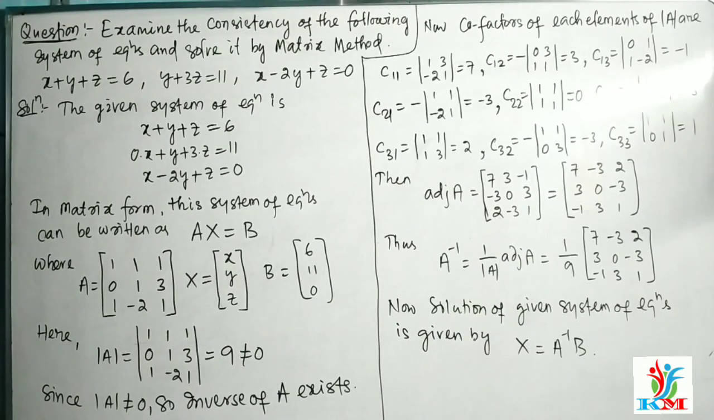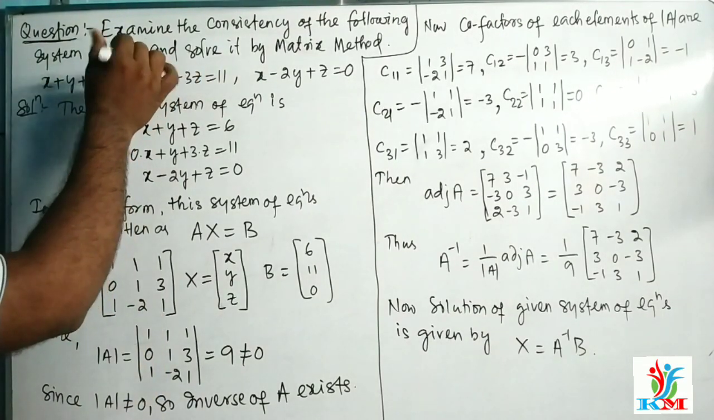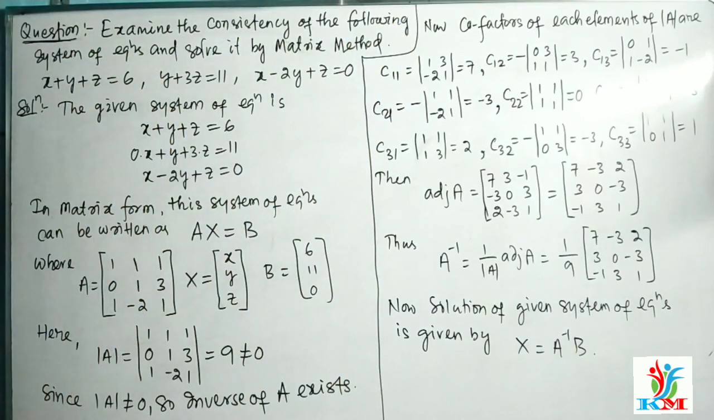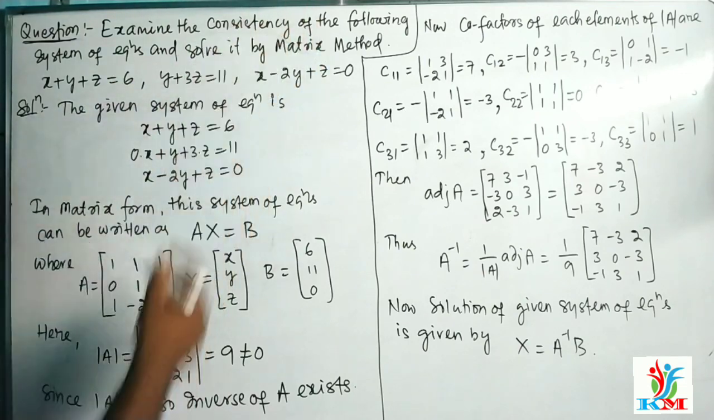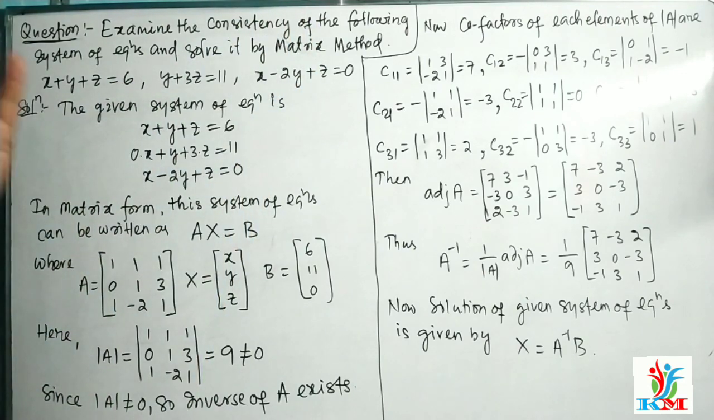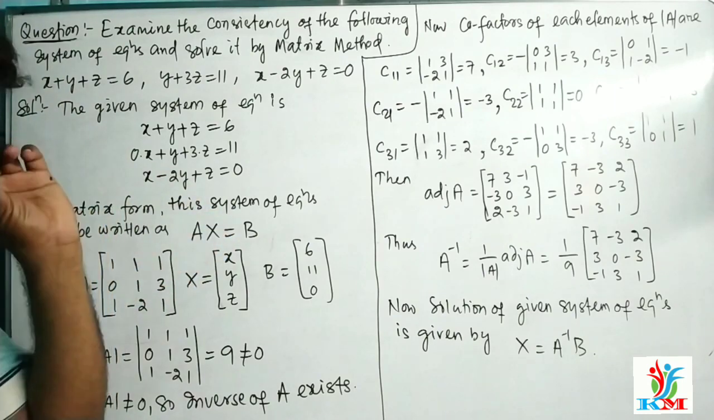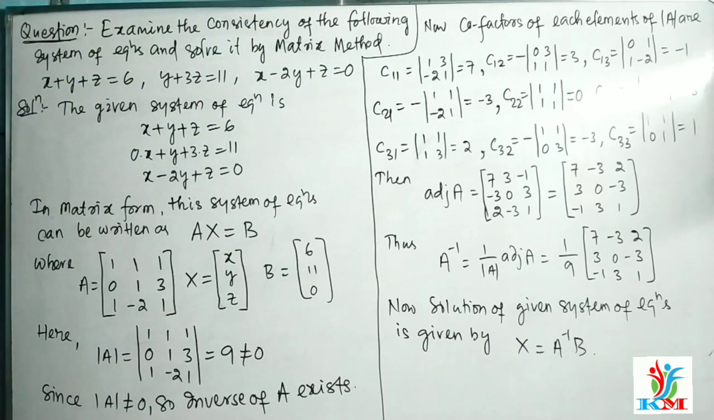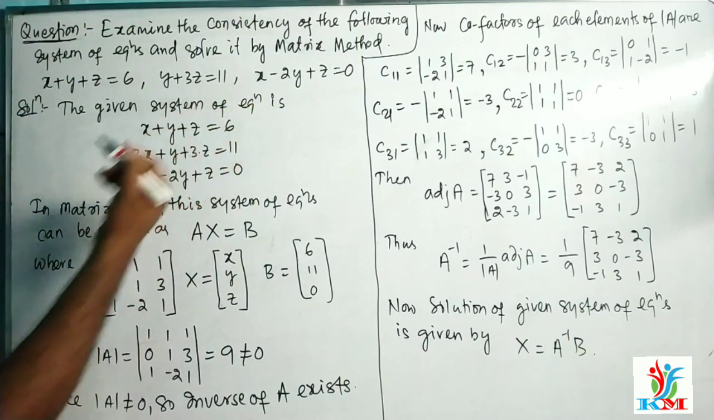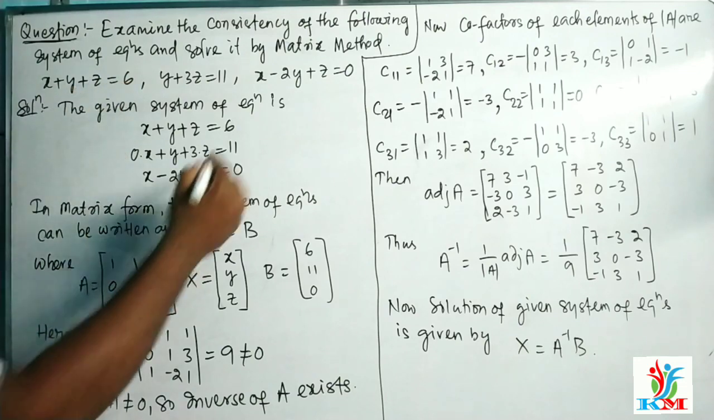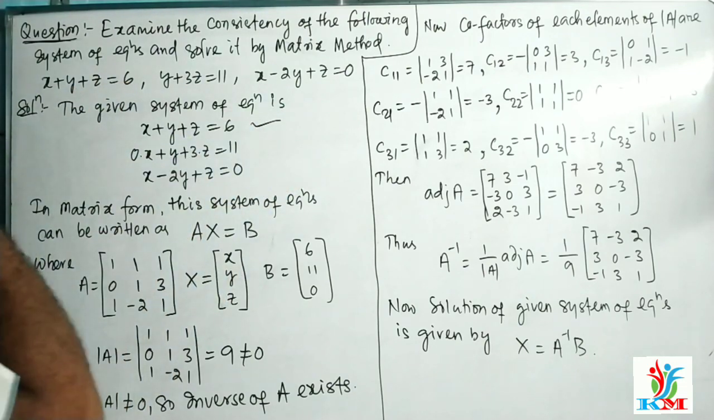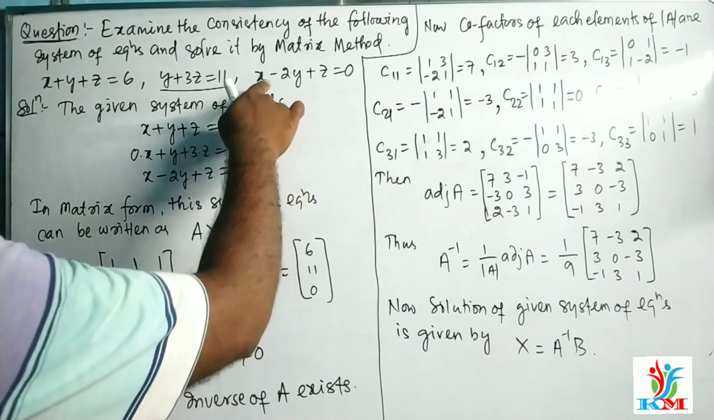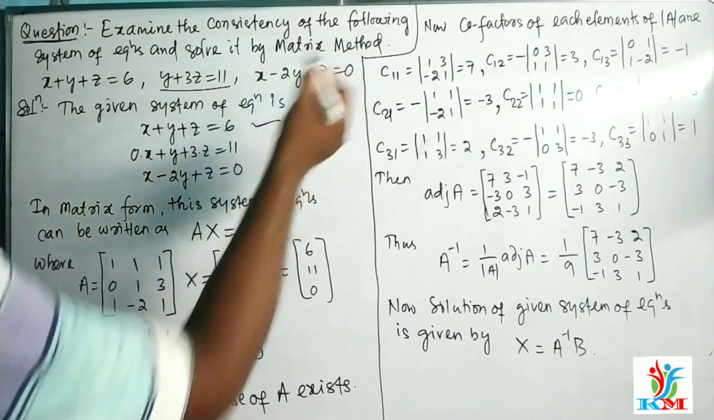Now see the question. Examine the consistency of the following system of equations and solve it by matrix method. That means the method we discussed in this video is known as the matrix method. So here the given system of equations is x plus y plus z equal to 6. This is the first equation, and the second equation is y plus 3z equal to 11, and the third equation is x minus 2y plus z equal to 0.